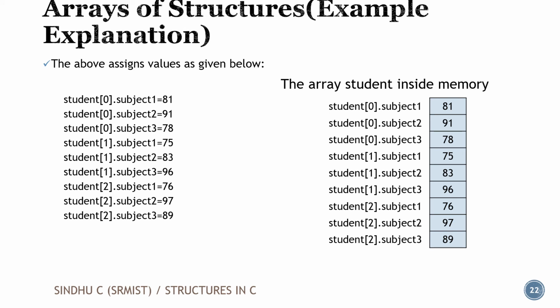The continuation of the previous slide. To the right hand side of the slide, you can see the memory depiction of how the values are stored in the memory. Student 0's first subject mark is 81, student 0's subject 2 mark is 91 and so on. If not for the previous slide's way of initialization, you will have to assign it like this: student 0 dot subject 1 is equal to 81 and so on. This is individual assignment. In the previous slide, we saw how to assign it in one go.